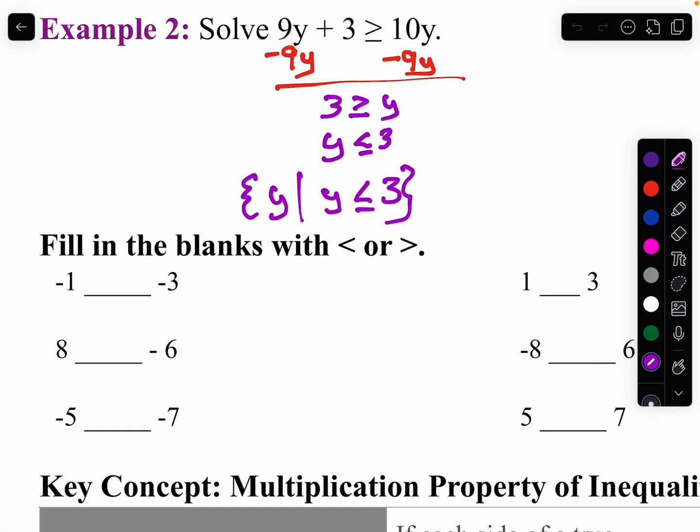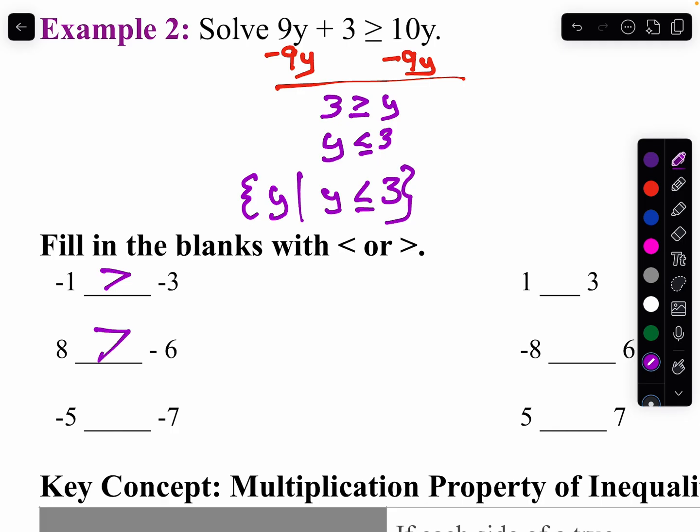Remember, if it's to the left of the number line, it's less than. If it's to the right of the number line, it's greater than. So -1 is to the right of -3, so it's greater than. 8 is to the right of -6 on the number line, so it's greater than.